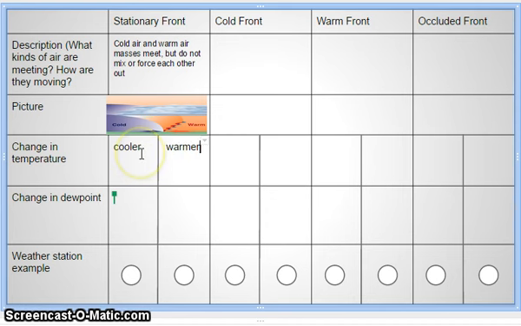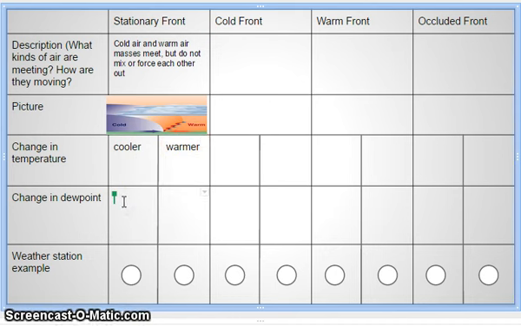We use the phrases cooler and warmer because it's not always cold. A cool air mass in the summer may only get down to 60, which right now, when it's really cold outside, doesn't feel cold, but it is a cooler temperature. The same way that a warm air mass in the wintertime is not going to be like 80 degrees. It's probably going to be more like 40 or 50. So we're going to use cooler and warmer.